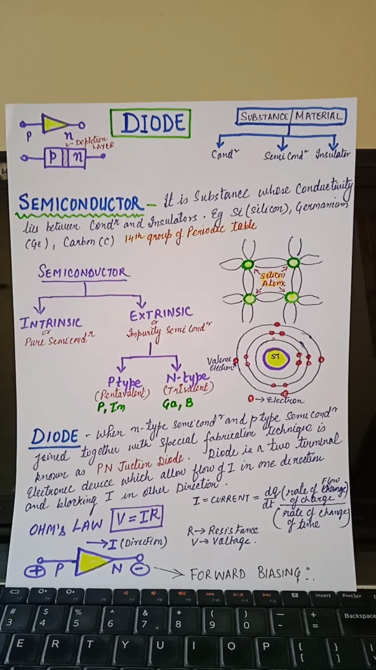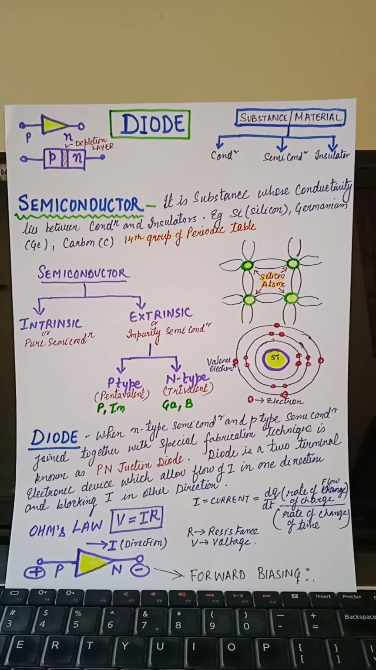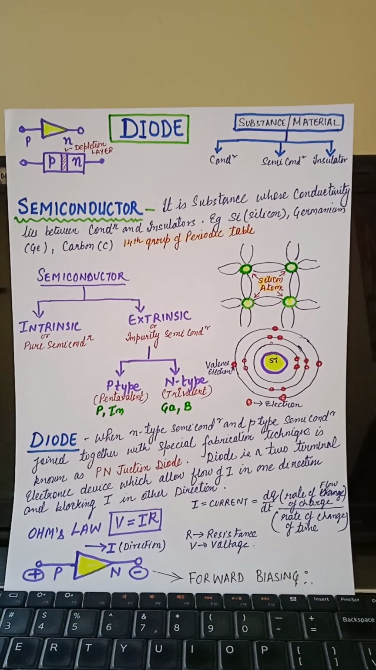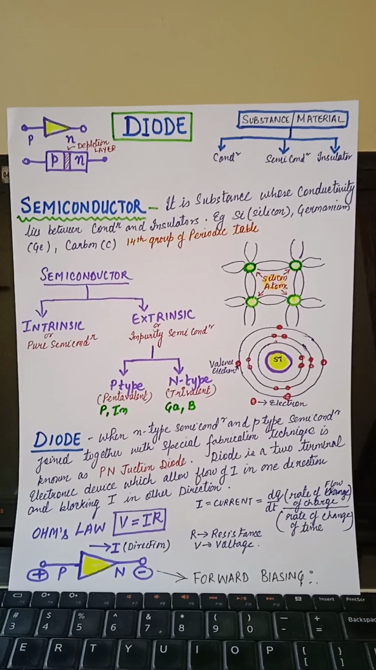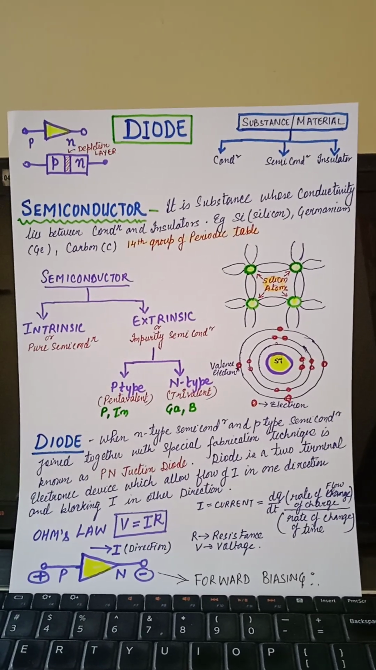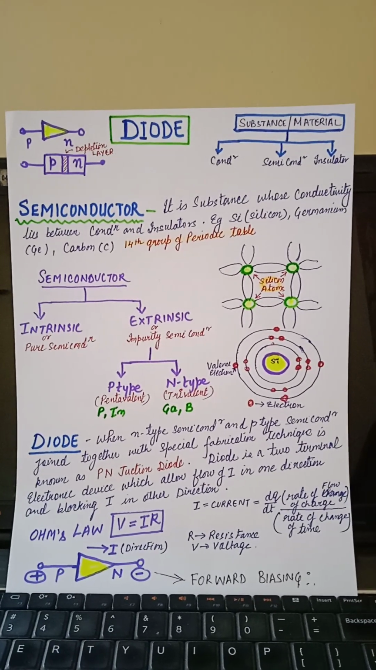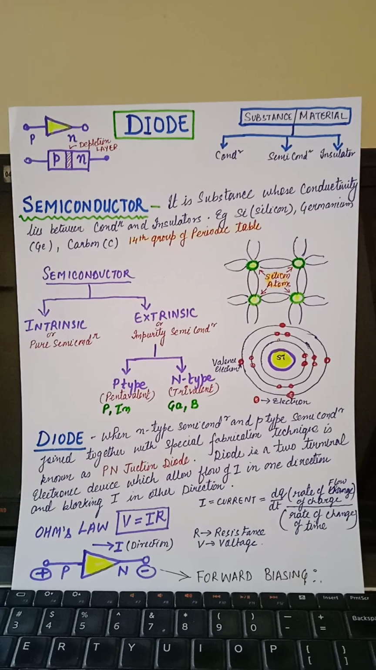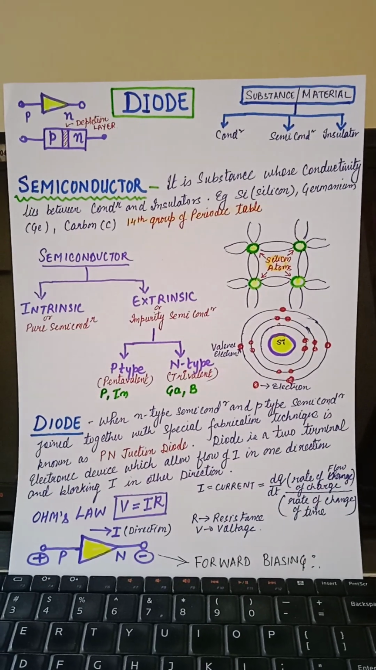When the P terminal of the diode is connected with the negative terminal of the battery external source, in that case the diode blocks current from passing through. That situation is known as reverse biasing.